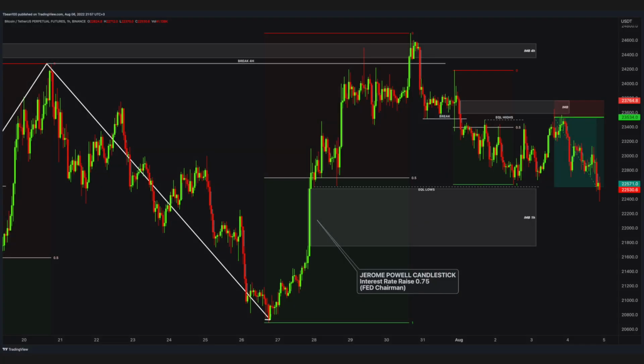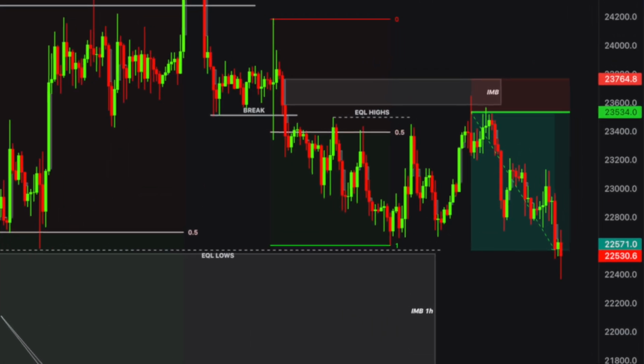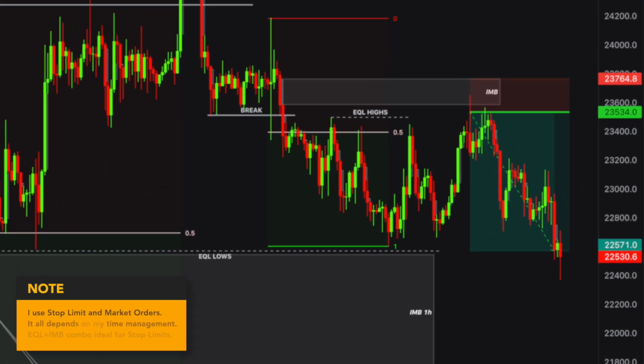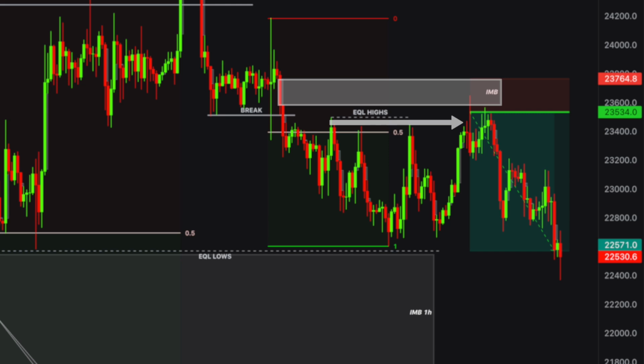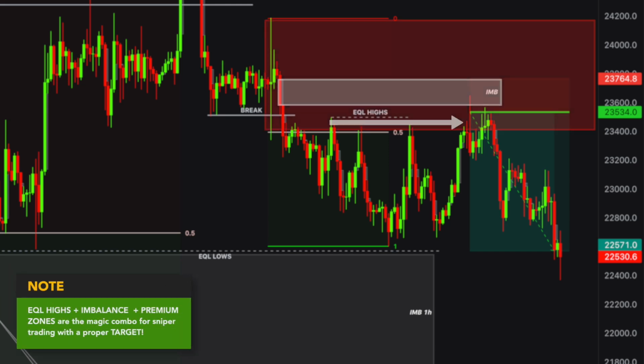So what I did was actually quite simple. I placed a stop limit order above the equal highs here, just slightly above it, and started to wait for those equal highs to be hunted. Also, I assume that price may touch the imbalance, which is in the premium zone. A great place to short an asset. Equal highs, imbalances, and premium zones. The magic combination for sniper trading.